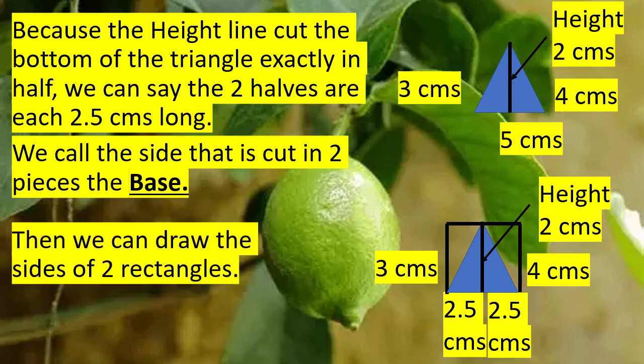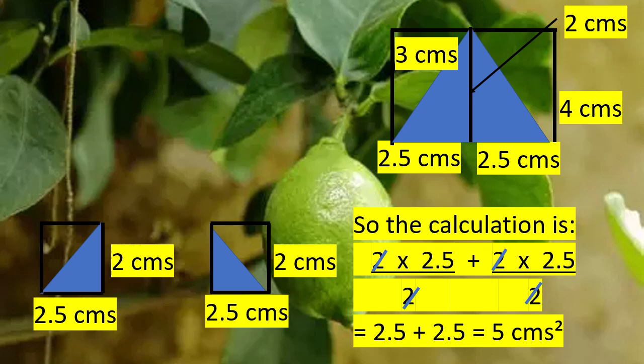And then we can draw the sides of two rectangles, the black lines there on top of the diagram at the top. So you can see the picture there a little bit larger. So the base of the big triangle, the two joined together, is 5 centimeters, and the height is 2 centimeters. So they all fit inside a rectangle that is 5 by 2, which is obviously 10. So if we look at each one separately, we're now looking at 2.5 times 2.